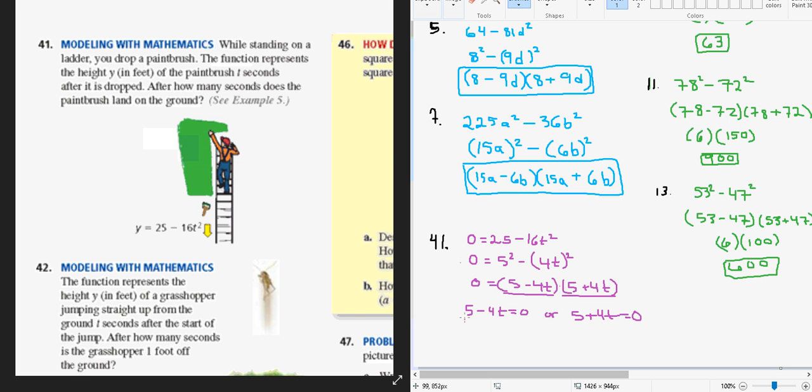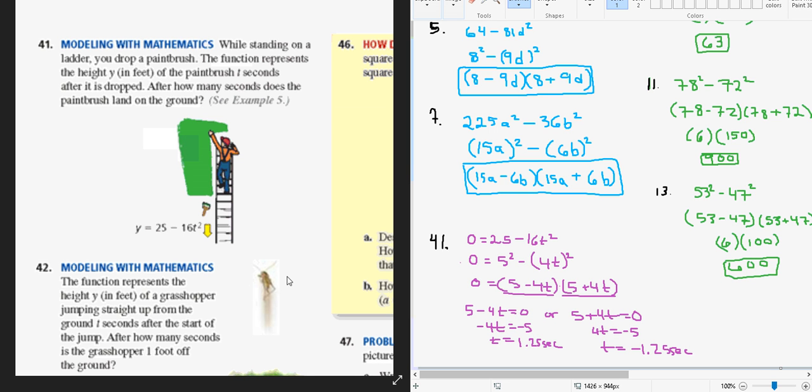So we get, when we subtract out the 5 here, negative 4t equals negative 5. Divide both sides by negative 4, we get t equals 5/4, which is 1.25 seconds. Or for the other one, if we subtract off the 5, we get 4t equals negative 5. Divide by 4, we get t equals negative 5/4, or negative 1.25 seconds. So the question here is, how long does it take for that paintbrush to hit the ground?